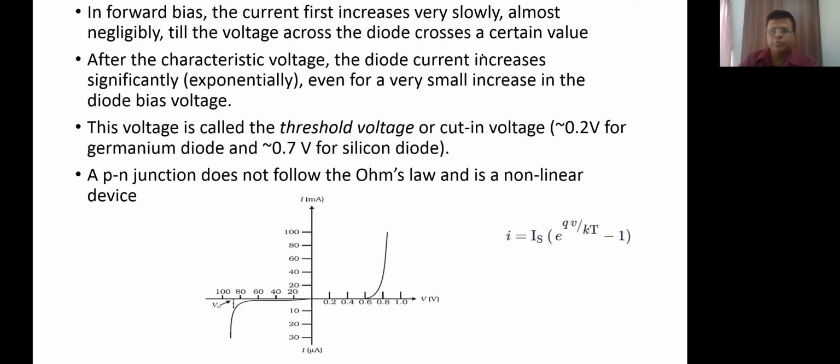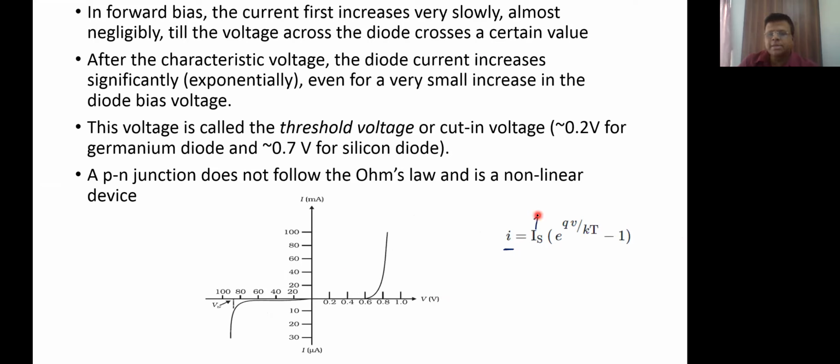So we would like to put forward this relation. This relation is basically the relation for the current in a diode. We don't have this derivation. I picked it up from an electronics book of higher standards. But this formula will tell us something about this particular graph.